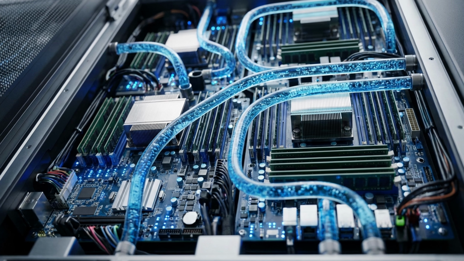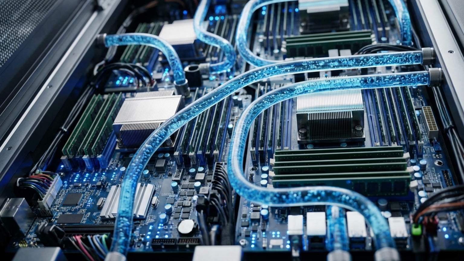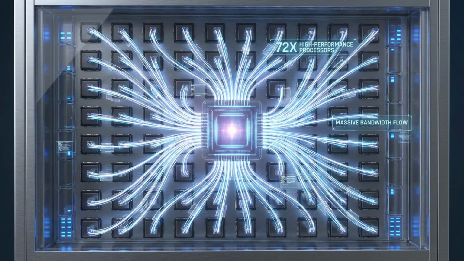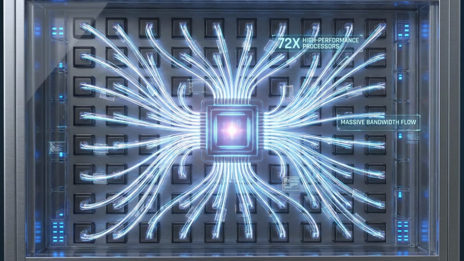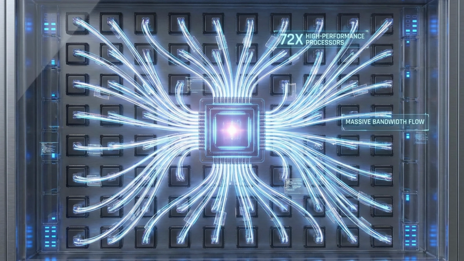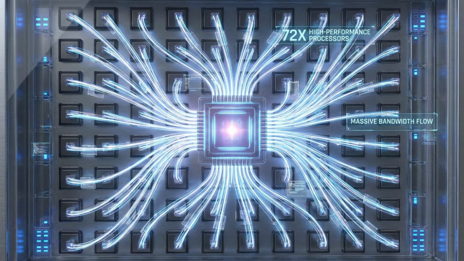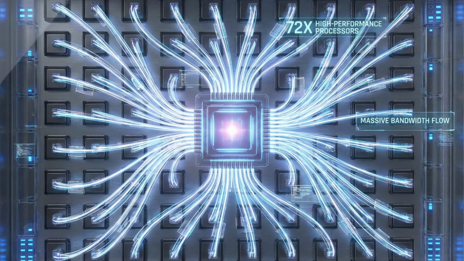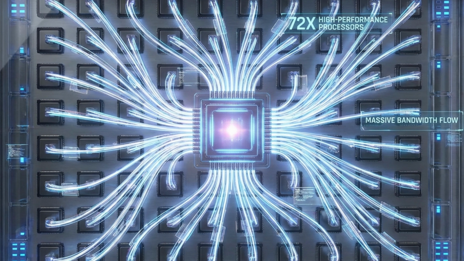Modern liquid-cooled server racks integrate dozens of processors inside a single massive cabinet. Connected by these high-speed switches, 72 separate processors can operate functionally as a single massive unified brain, boasting up to 260 terabytes of aggregate bandwidth between them.